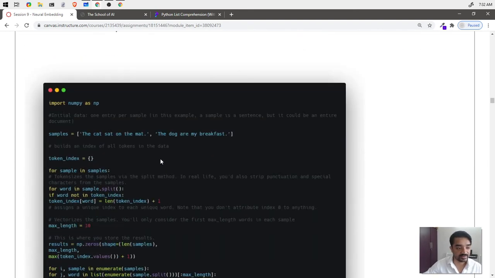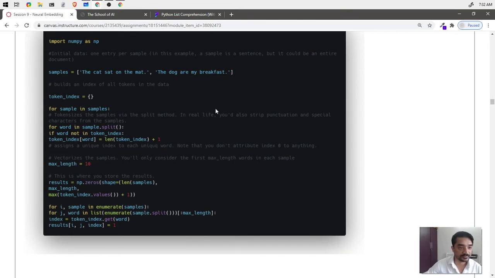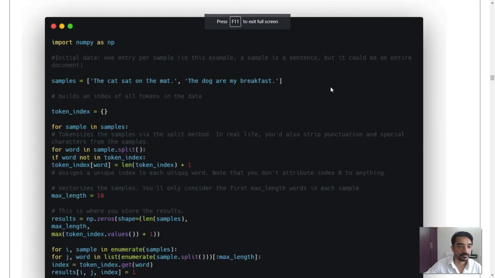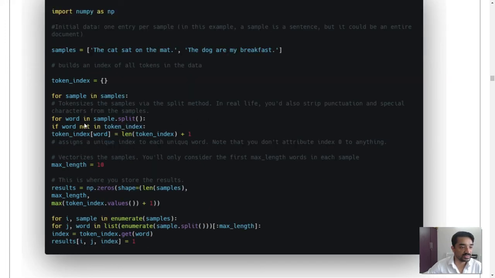Now, look at this example. We are importing numpy as np. So we have samples here. The cat sat on the mat. The dog ate my homework. Okay. Now let's build a token index. So we are initializing it. It can be a set also. It can be a dict as well. For example, for sample in samples. How many samples do we have? We have 2 samples here.